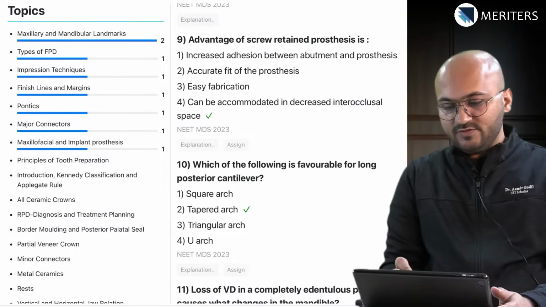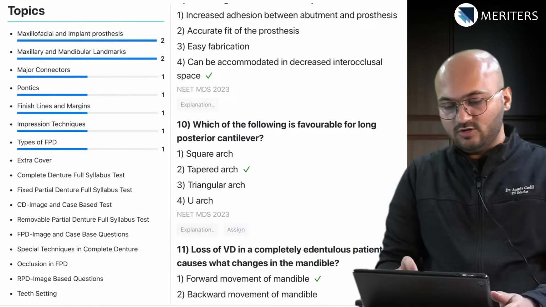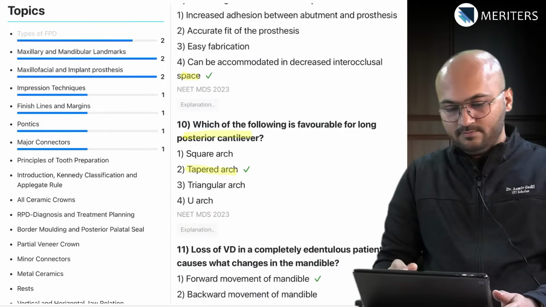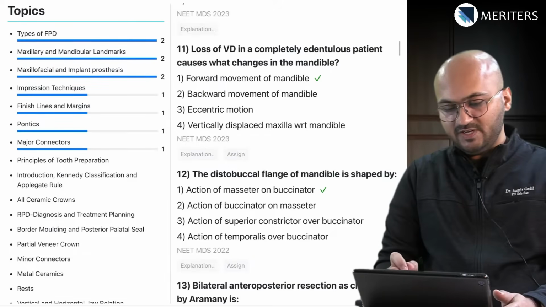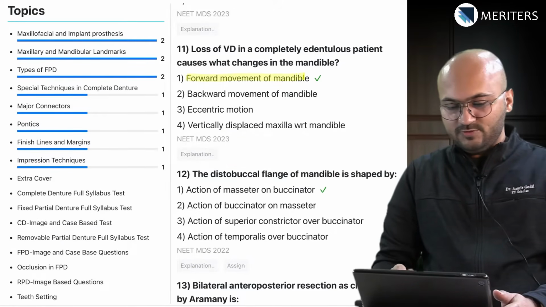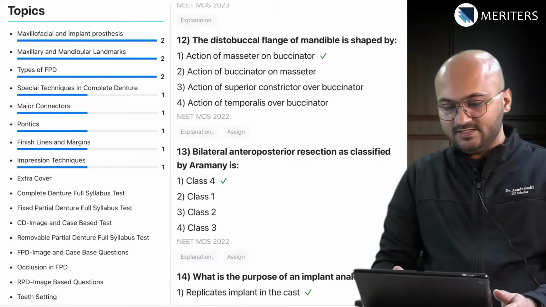Next question is advantage of a screw retained prosthesis. This is on implant. It can accommodate smaller or lesser interocclusal space. Which of the following is favorable for long posterior cantilever, tapered arch form? Loss of vertical dimension in a completely edentulous patient causes what type of changes in the mandible? Residual ridge resorption. You will find that under extra cover and special techniques.